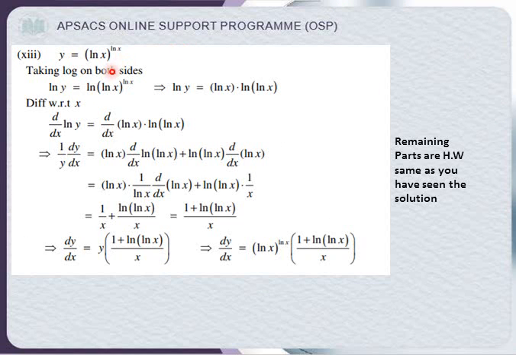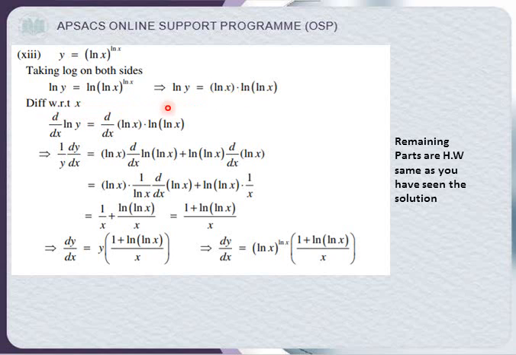Now this is a different question. y is equal to ln x raised to the power ln x, which means an independent variable is in the power. So we have to take ln on both sides. So ln y is equal to ln of x raised to the power ln x. Using the formula ln a raised to the power b is b ln a.